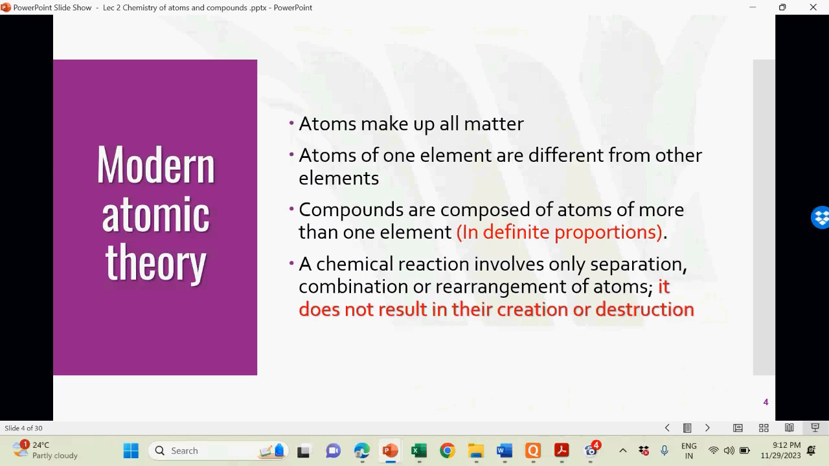The other important point in atomic theory is that a chemical reaction involves only either separation of a complex compound into simpler forms, or combining the simplest forms of the elements, or rearranging the atoms in different ways. But it does not by any means result in their creation from nothing or their destruction.